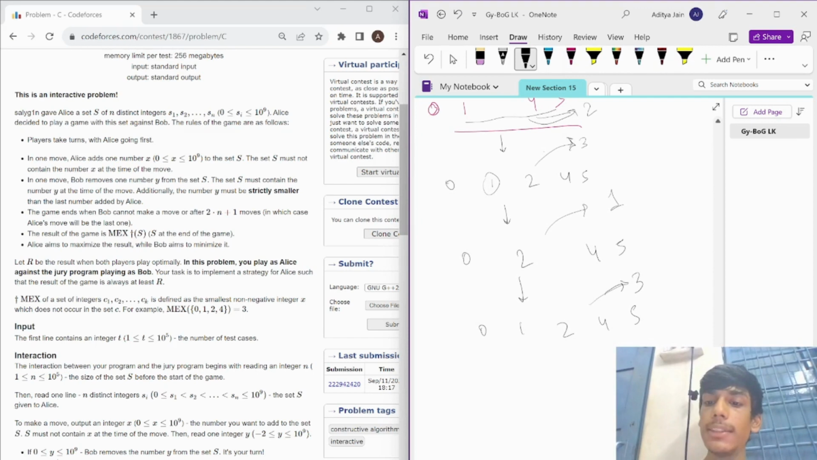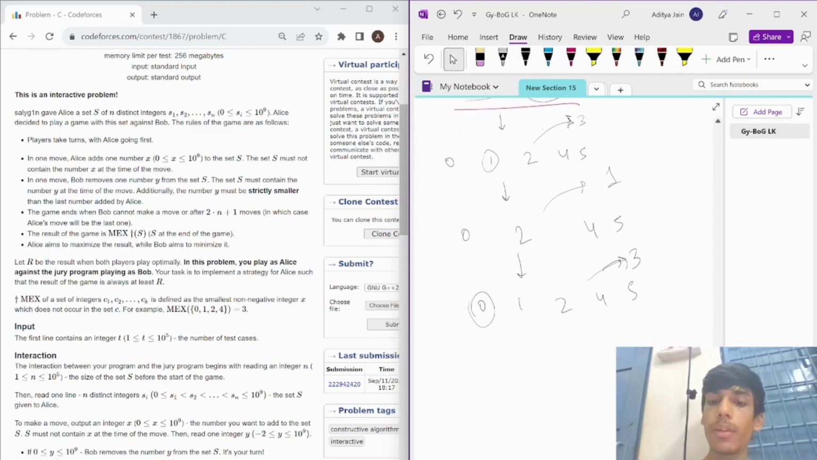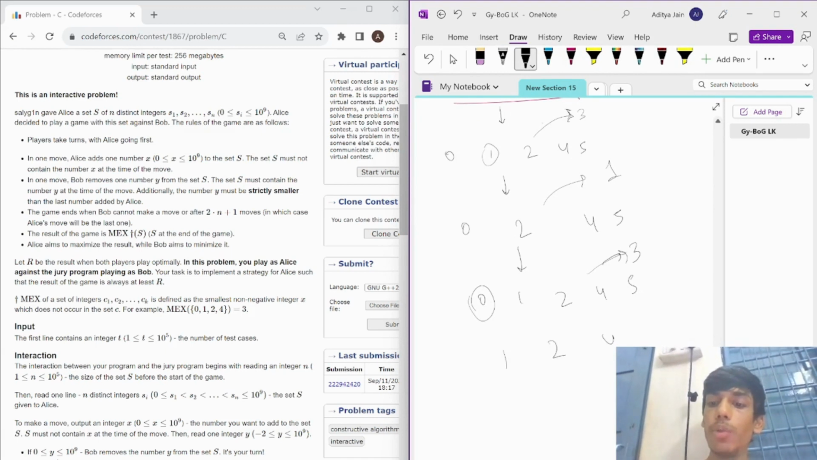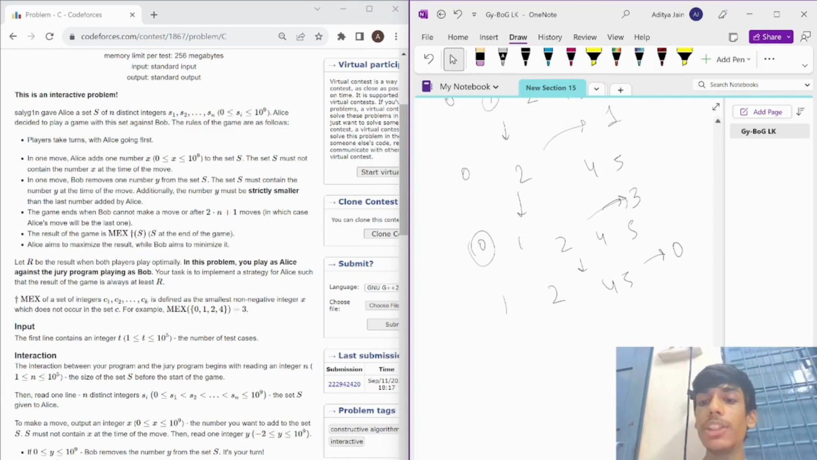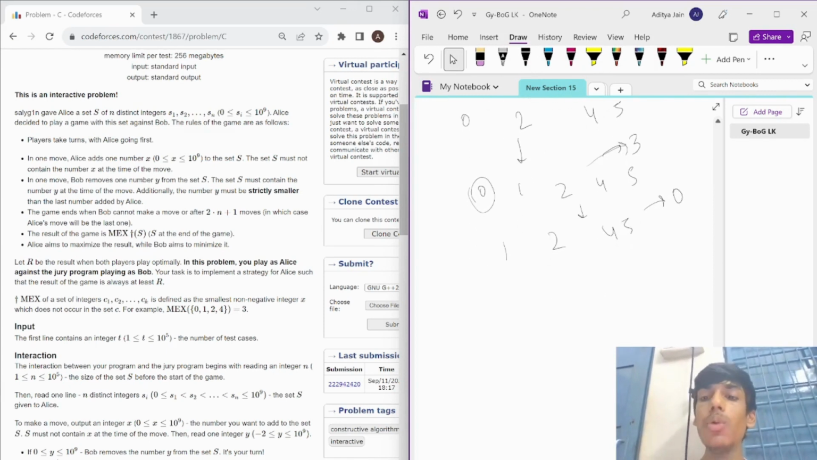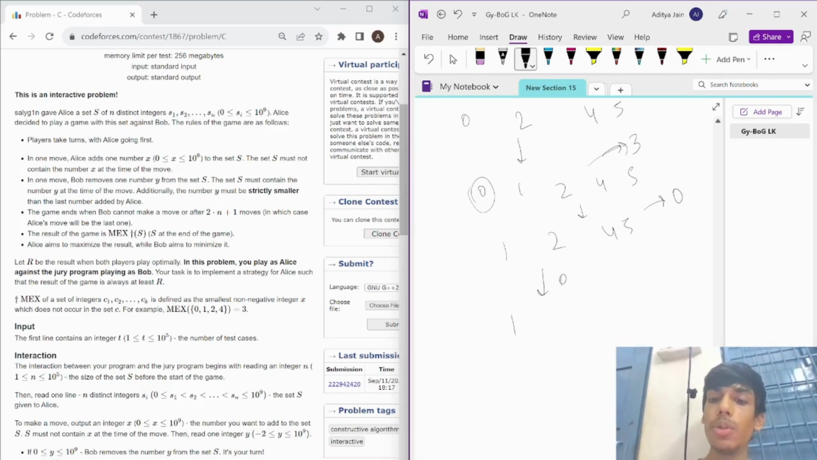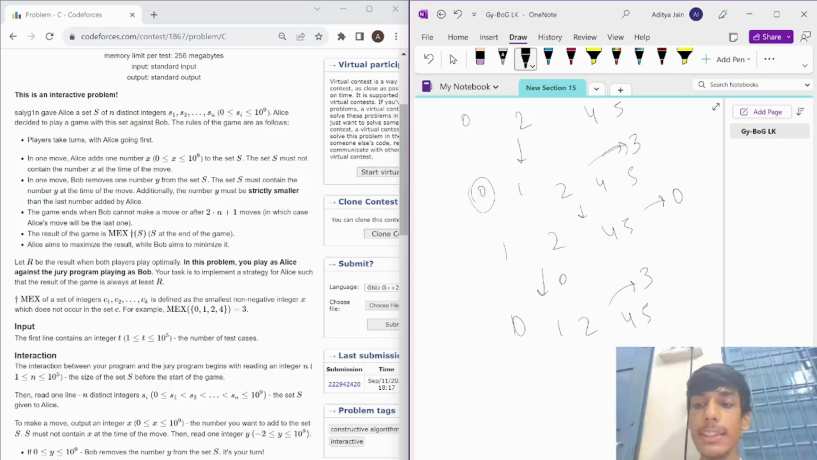Now, what Alice did, Alice inserted 3, right? If Bob removes 0 now, then the array will become 1, 2, 4, 5, and its max is 0, because 0 is the smallest non-negative integer which is not present in this array. So in order to increase the max, Alice will again insert 0. So the array will now become 1, 2, 4, 5, 0, and its max remains the same, that is 3. Its max increased. So this was all about the C problem.